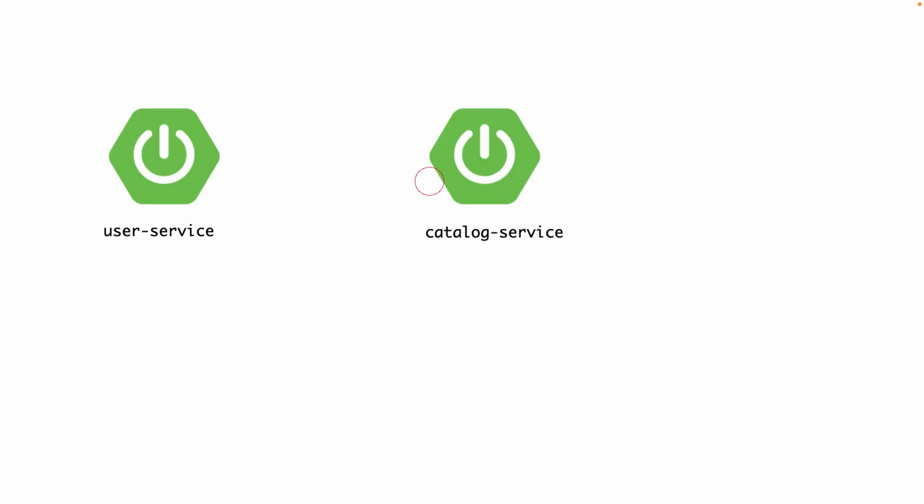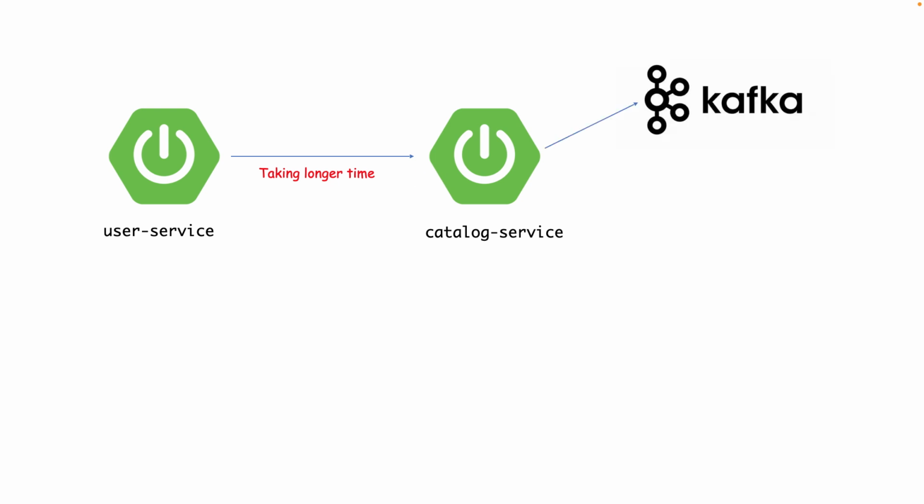If you observe, here we have two microservices, user service and catalog service. Now let's say user service called catalog service, and due to some connectivity issue, catalog service is taking longer to respond. There could be a couple of possible reasons for this slowness. For example, let's assume catalog service is listening to a Kafka server, and in Kafka there is some lag. Definitely this will impact your application, and users can expect slowness in your API.